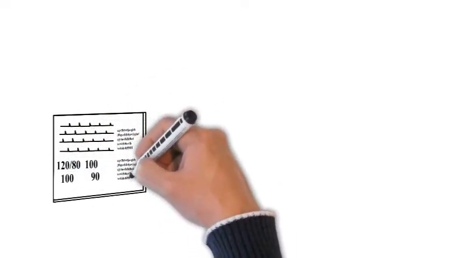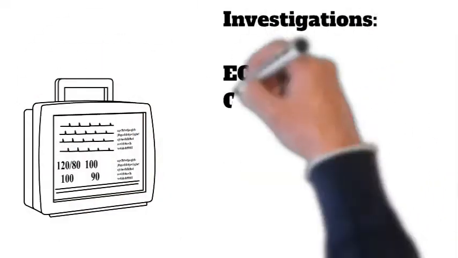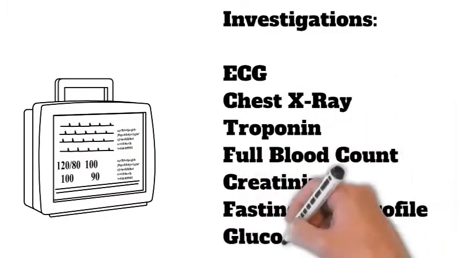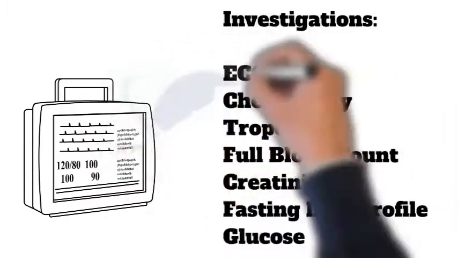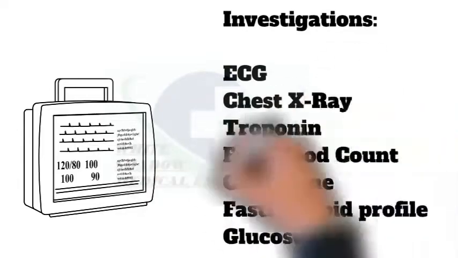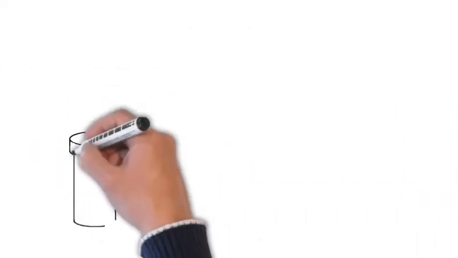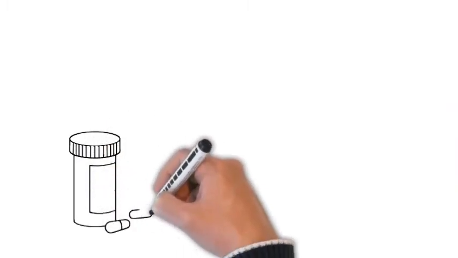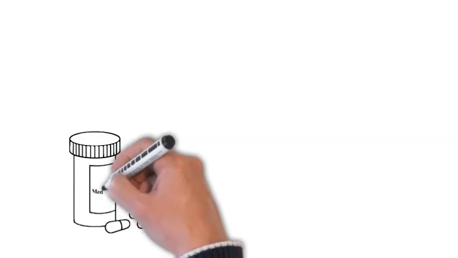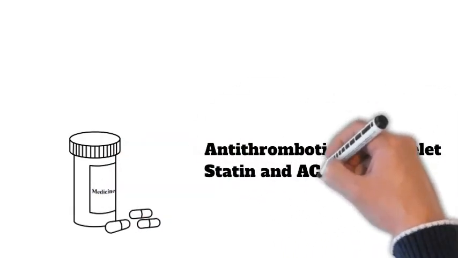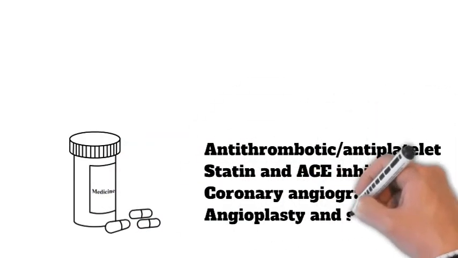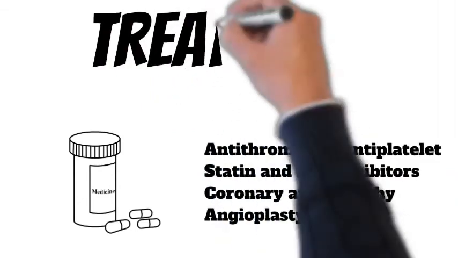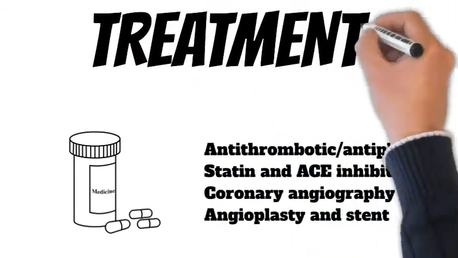Regarding investigations, we have options of ECG and chest X-ray, troponin, full blood count, creatinine, fasting lipid profile, glucose. Regarding treatment, we have a plan of antithrombotic, antiplatelet, statin and ACE inhibitors, coronary angiography, angioplasty and stent. Meanwhile, address the concerns of the patient. In the end, it's time to close the case and talk to the examiner.